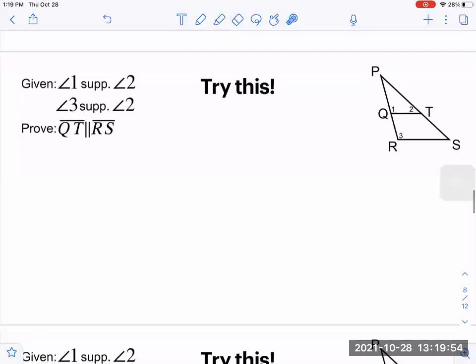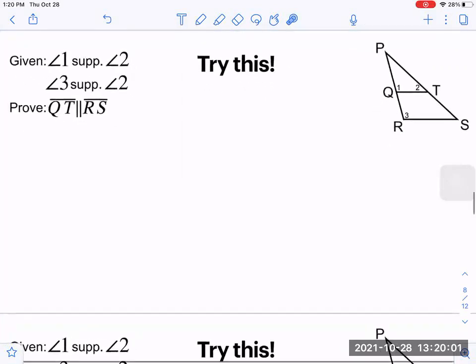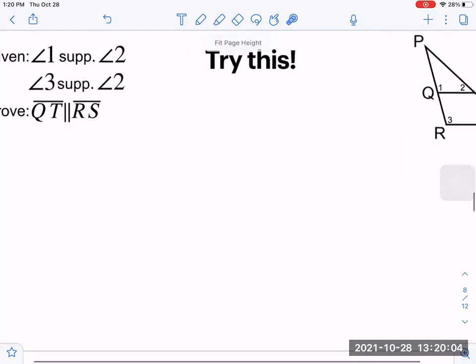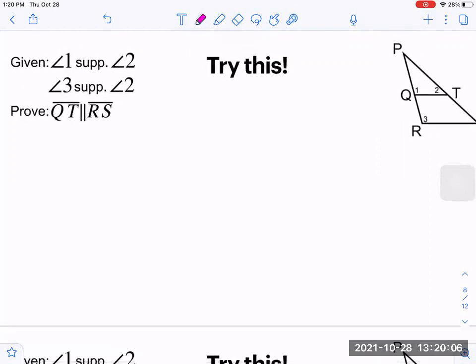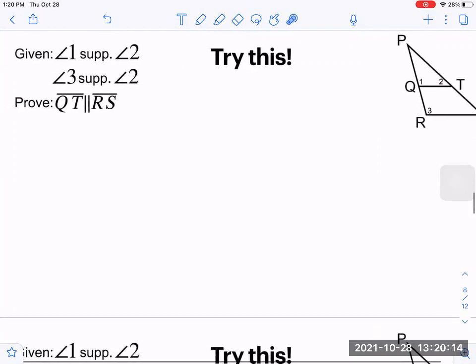I said try this, but we're going to do this one together because we're going to use a theorem we have not used yet. Okay, and I'm going to show you how to use it. So let's take a look at it. I know that 1 and 2 are supplementary, and by the way, it's not to scale. Just because something looks obtuse doesn't mean it is, just because something looks acute doesn't mean it is. You can assume orientation, you can assume a straight line, you can't assume much else.